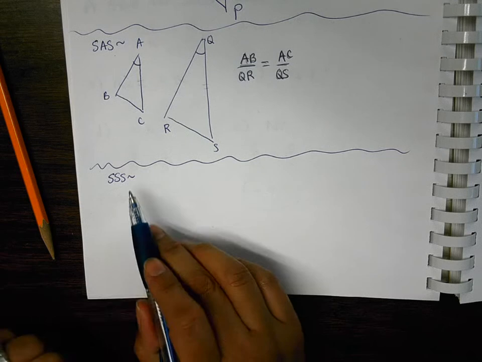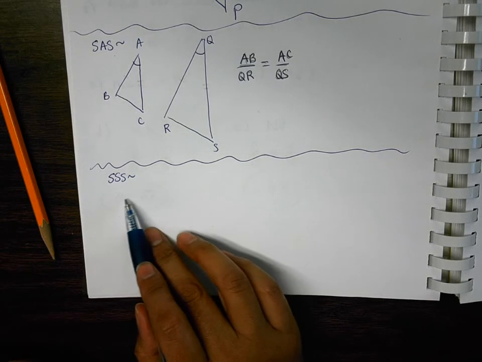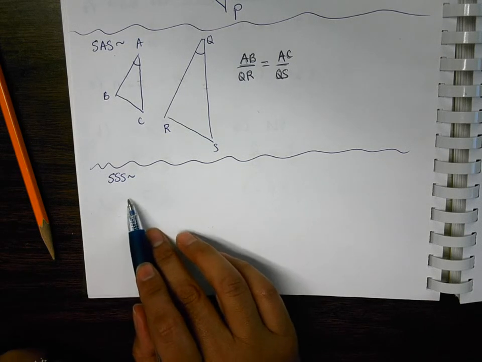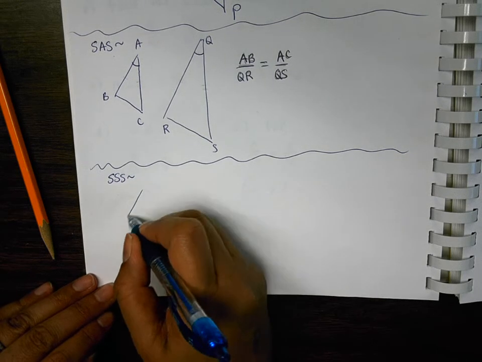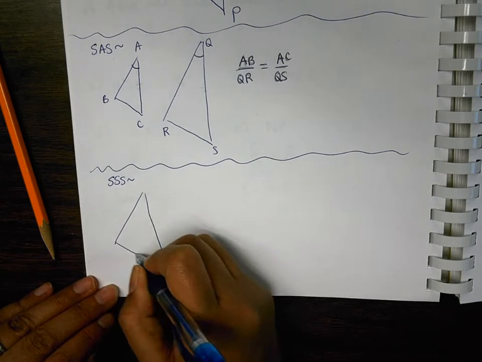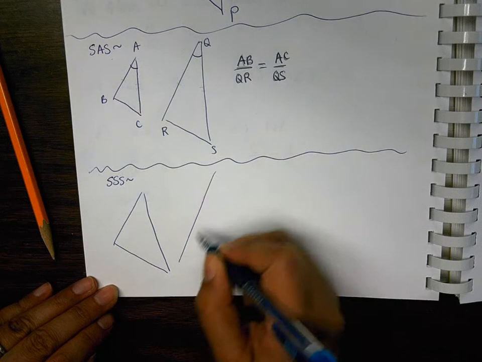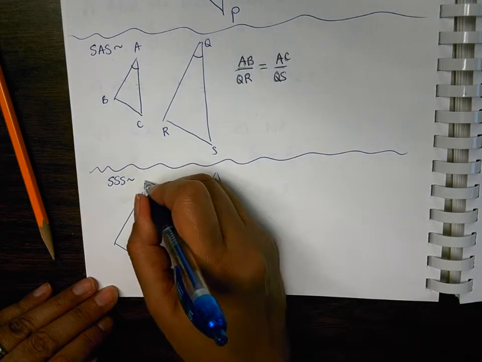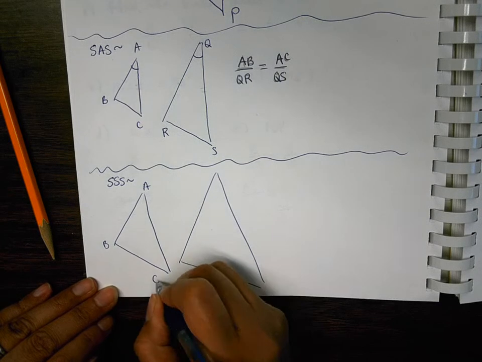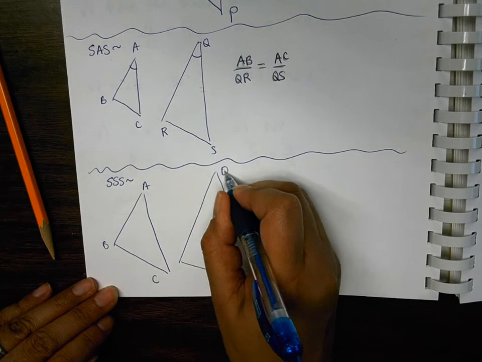All right, side similarity. Do you guys see this? For side, do I need any angle markings? Do I? No. I do not. I'm going to label this ABC, QRS.